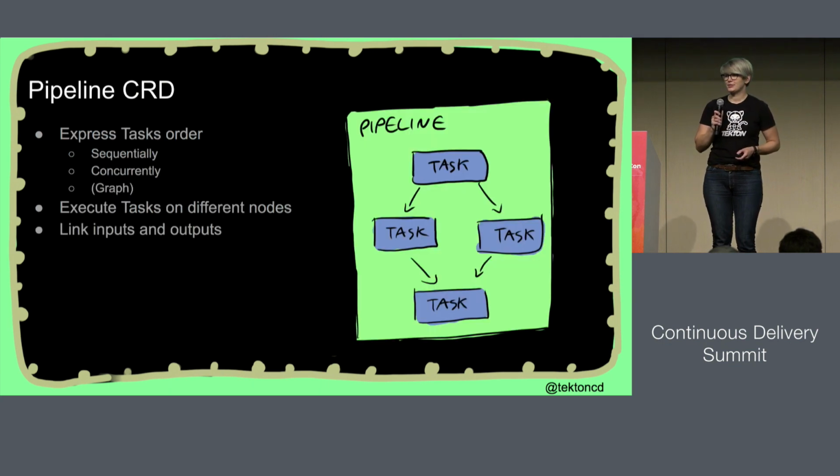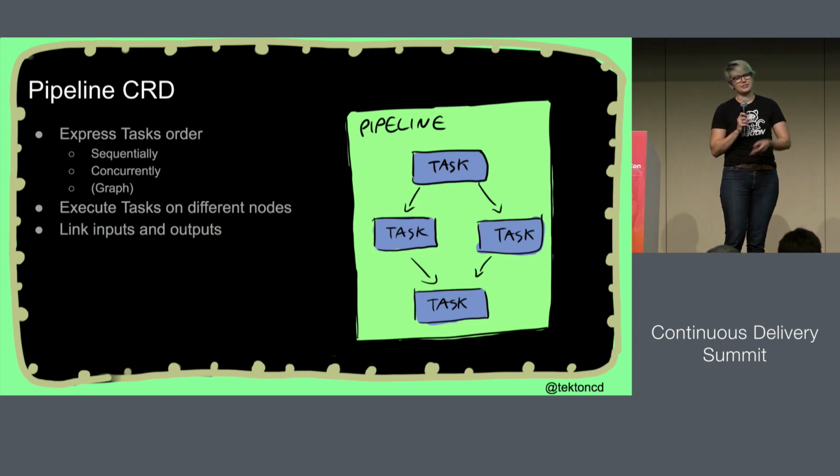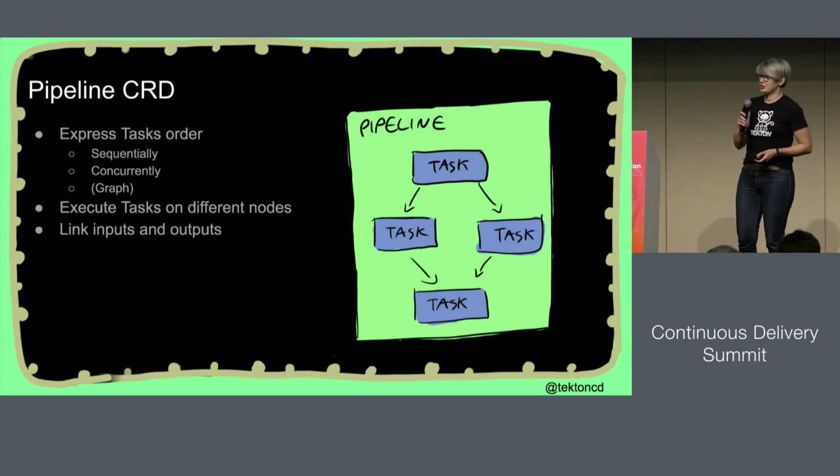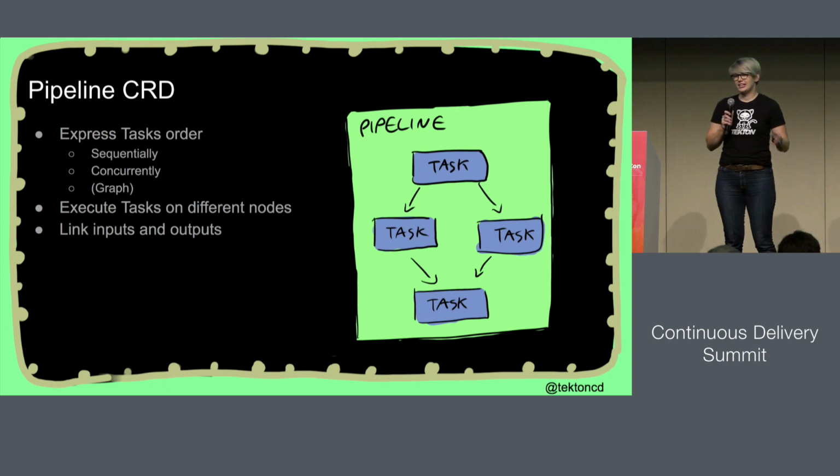The next new type is called a pipeline, and a pipeline combines tasks. So now you can run these tasks in any order you want. They can be sequential, they can run in parallel, or you can create complicated graphs. They're not guaranteed to execute on the same node, but via the inputs and outputs, you can take the outputs of one task and you can provide them as inputs to another task.